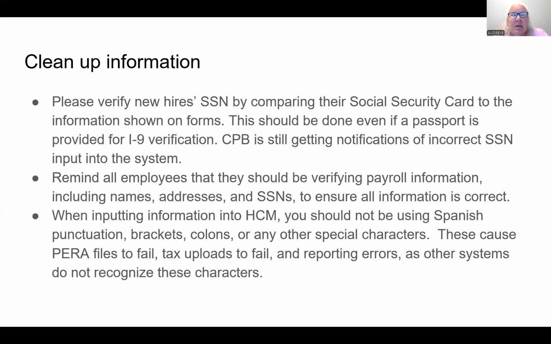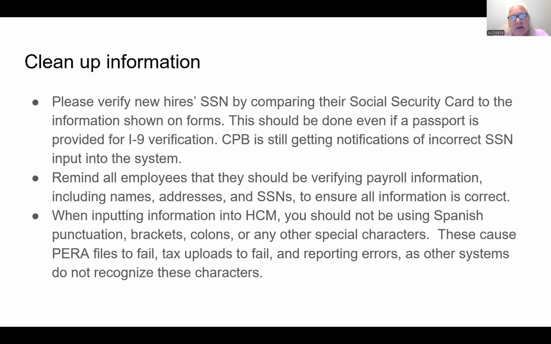And then we have to go in and determine what created this issue. Now, some of these files have 50,000 lines on them. So you can imagine how difficult it can be to try and determine what caused that file to fail. So I am asking for you to please, when you input people into the system, make sure that you are not using any of these special characters. And if you already have them, please remove them.